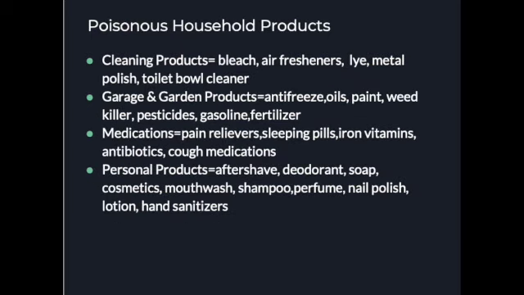Right, so some common poisonous household products include cleaning products like air fresheners or ammonia, bleach, dishwasher or dishwashing products, disinfectant, drain opener, floor cleaner, furniture polish, laundry products, metal polish, oven cleaner, rust remover, toilet bowl cleaner, water softener. Garage and garden products include antifreeze, caustic lime, fertilizer, gasoline or kerosene, oils, paint, pesticides, putty, turpentine, varnish, weed killer, windshield solution.